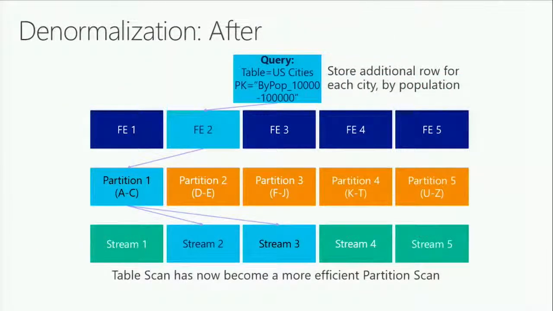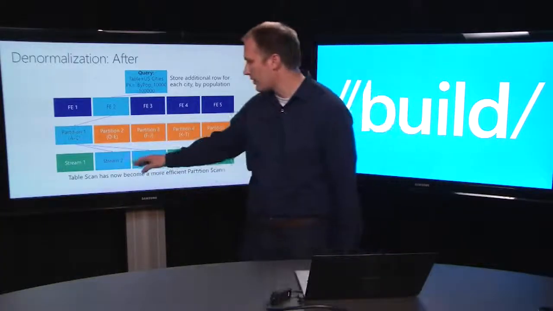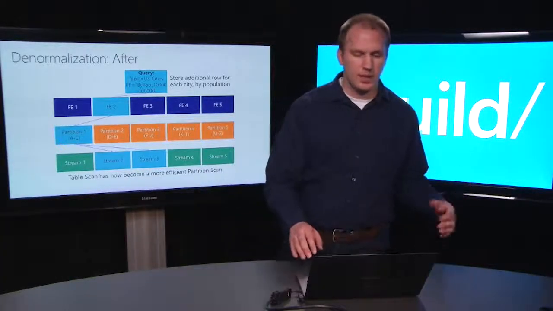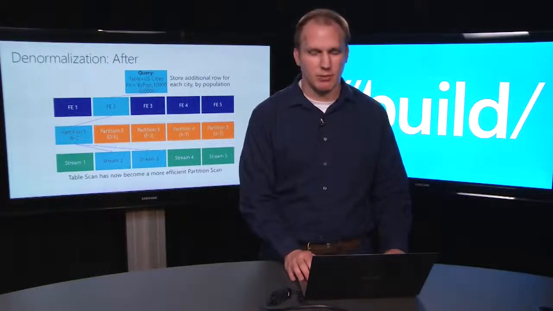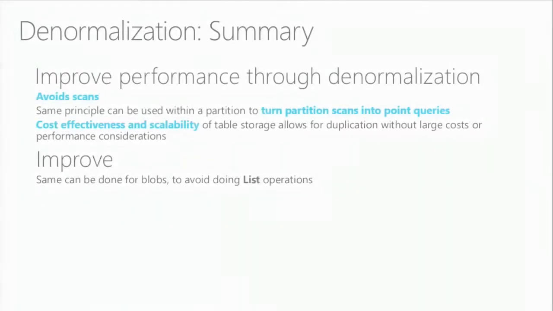And then this is what you end up for exactly the same query we were doing earlier. You now see that we only have to involve one partition server instead of 3 like we did before. This is still a partition scan, so it's still going to have to hit multiple data servers, multiple stream servers, but we've made it much, much more efficient than it was before. So what you see is we've avoided scans by doing denormalization.